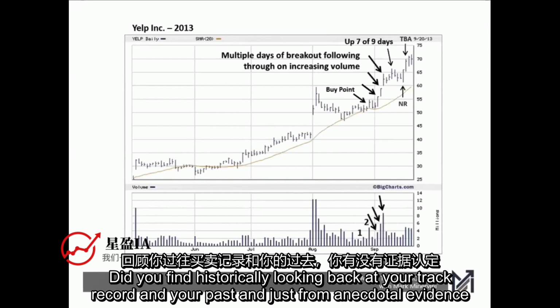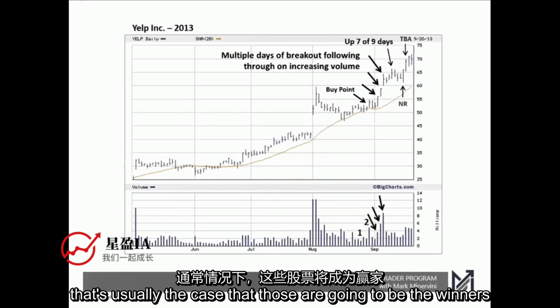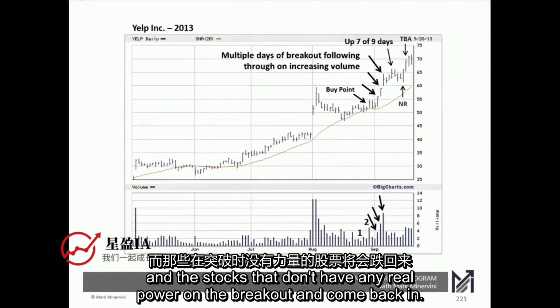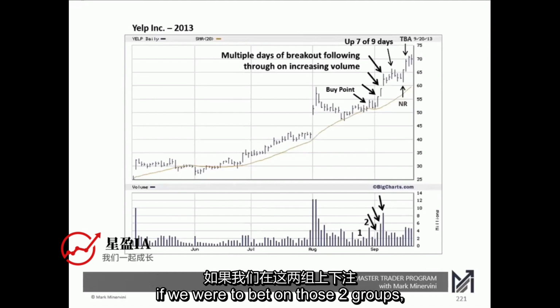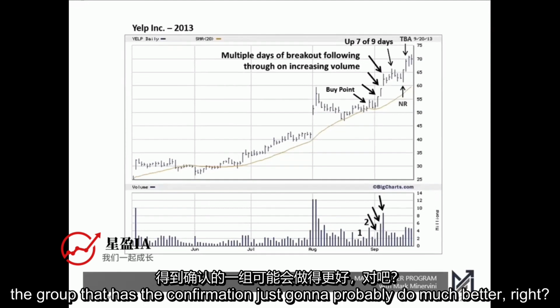And did you find historically, looking back at your track record and your past, and just from anecdotal evidence, that's usually the case, that those are going to be the winners, and the stocks that just don't have any real power on the breakout and come back in? If we were to bet on those two groups, the group that has the confirmations is going to probably do much better, right? Right.